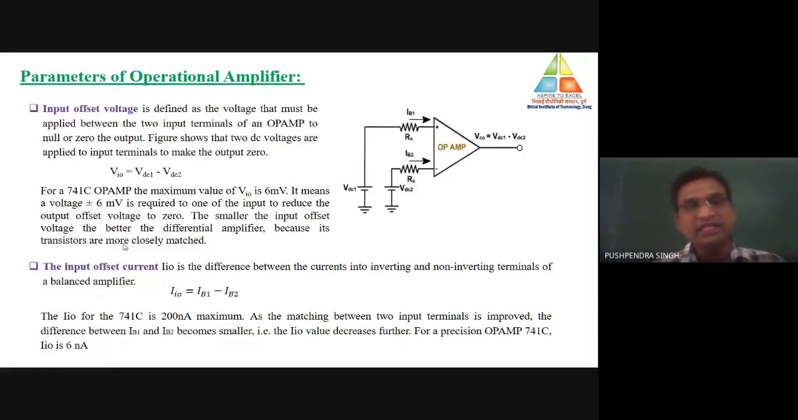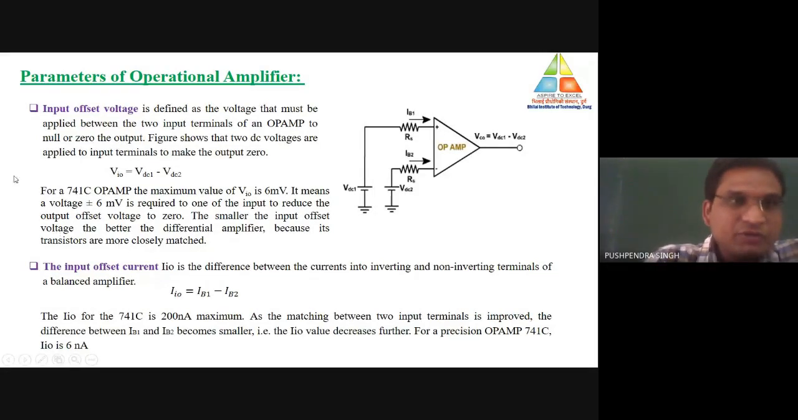So the first thing is, for performing any application, even in the case of a weighing machine, whenever we are going to weigh anything, first of all we need to make the circuit in null condition.